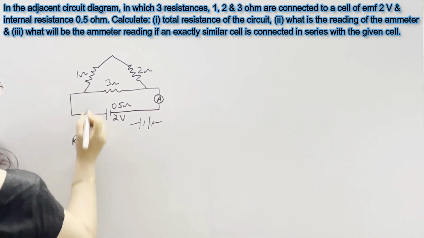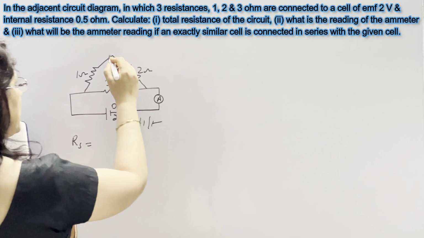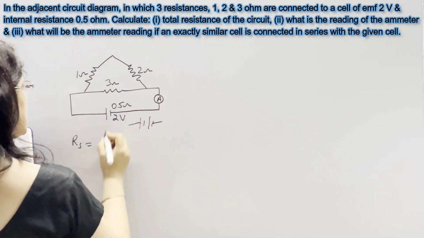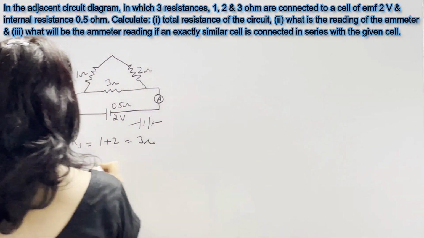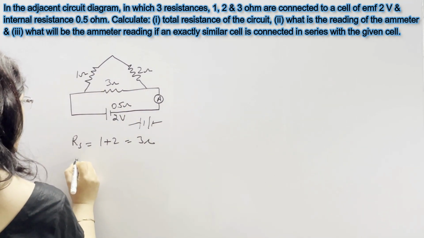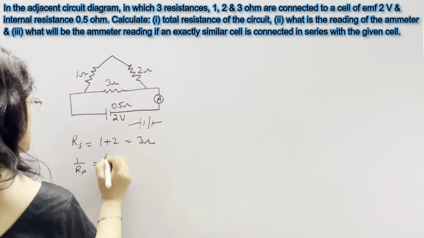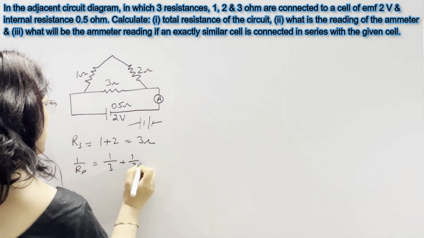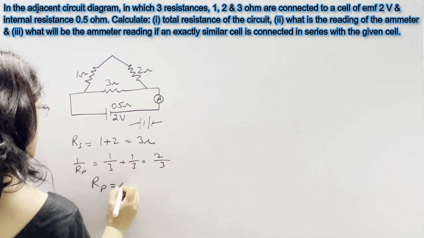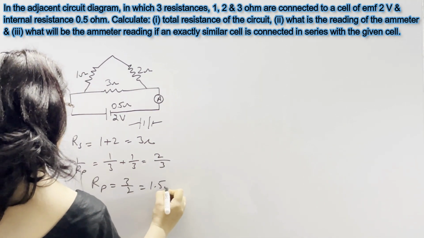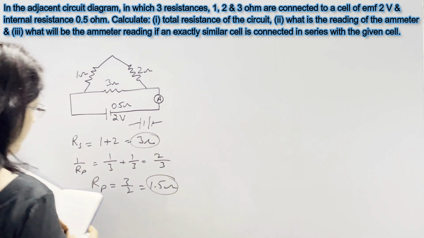Series combination. This is a series combination, because although they are in the shape of a triangle, no cut is there, so these are in series. It means 1 plus 2, it means 3 ohm. This series combination is 3 ohm, and then in parallel combination 1 upon Rp is 1 upon 3 plus 1 upon 3, it means 2 upon 3. So parallel combination is 3 upon 2, it means 1.5 ohm. RS is 3, then Rp is 1.5.